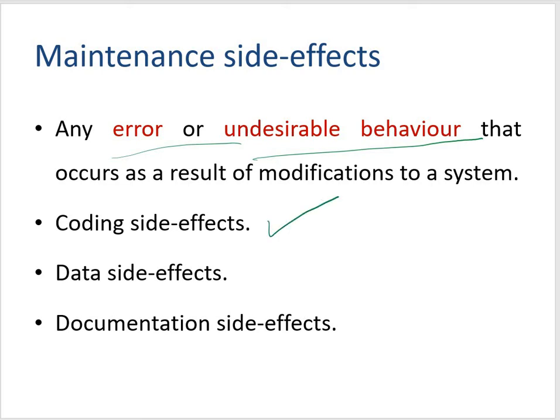So we have coding side effect, data side effect, and documentation side effect as well. Coding side effect, you can say, is inadvertent removal of vital code, changes in the semantics of the code, and unexpected changes in your execution path. Then we have data side effect, where changes in the data structures can render older data invalid or incomplete, along with changes in global constants and changes in data ranges. These things can be considered your maintenance side effects.